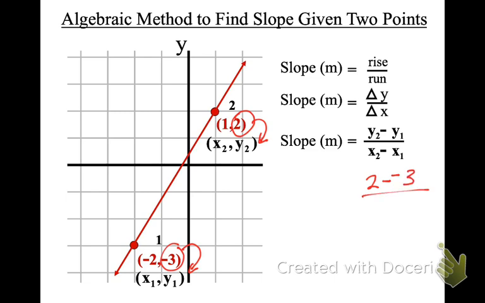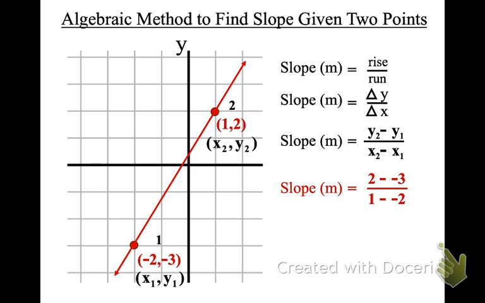So Carter, what is the second x? 1. And what is the first x? -2. Yep. So we're just following this formula. When you have the double negative, it makes a positive. So it's 5 over 3. Okay, questions?